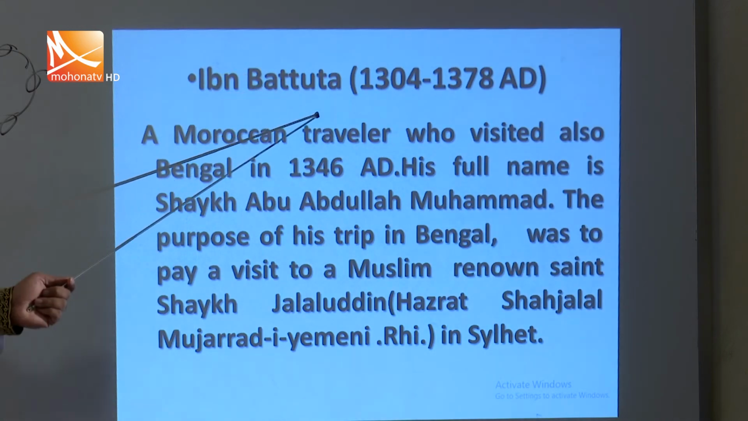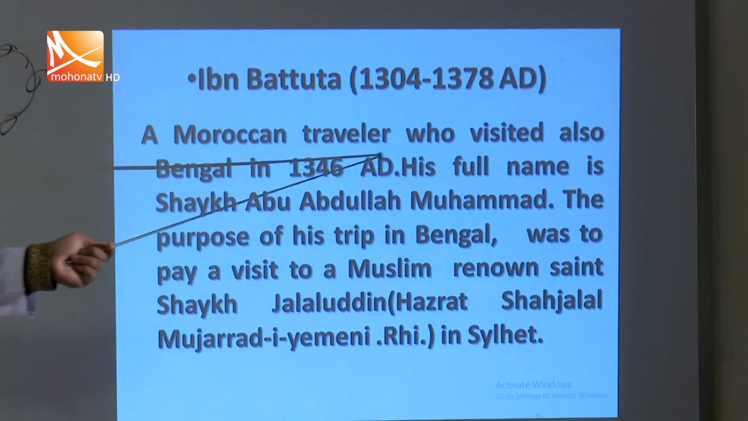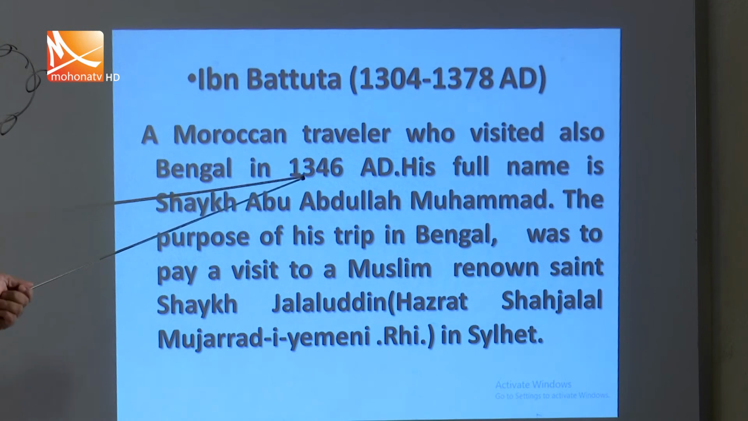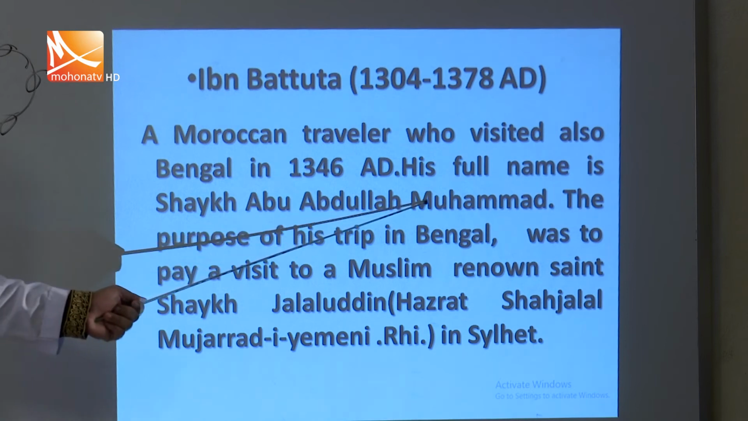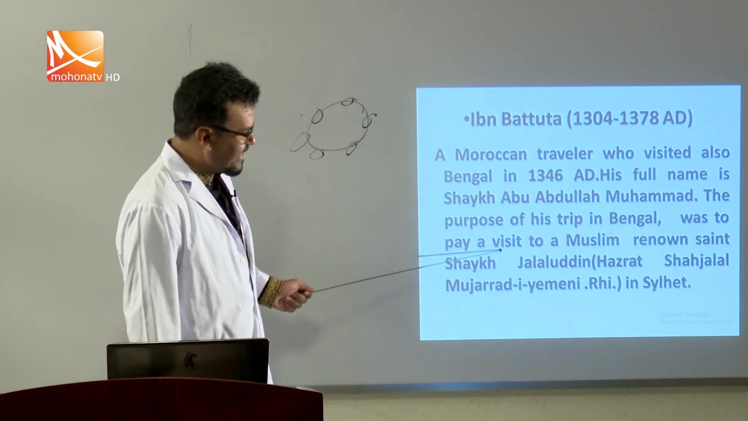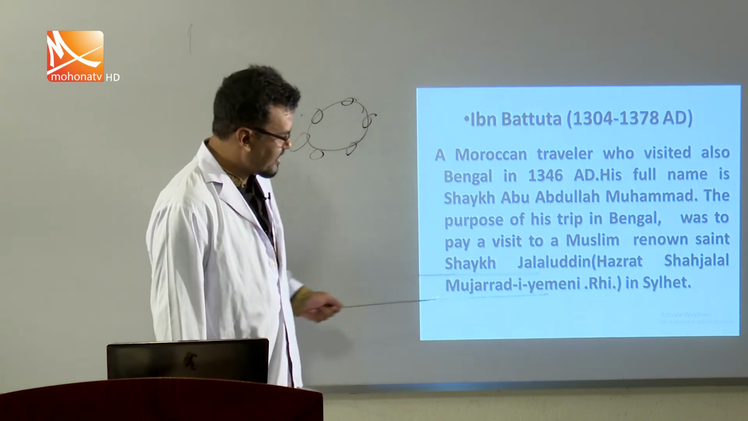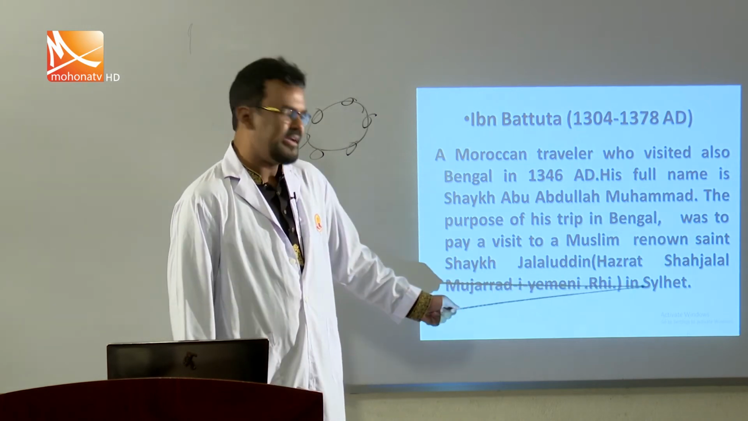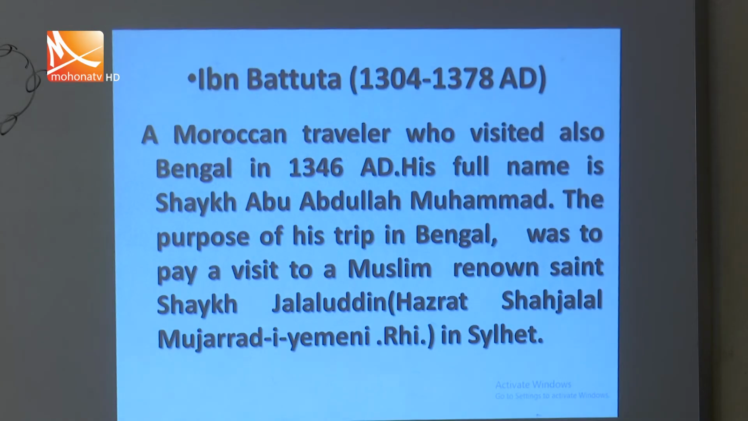Okay, here is a short description about Ibn Battuta, and he was a Moroccan traveler who also visited Bengal in 1346 AD, and his full name is Sheikh Abu Abdullah Muhammad. The purpose of his trip to Bengal was to visit a renowned Muslim saint, Sheikh Jalaluddin Hazrat Shah Jalal Mujaddidi Yemeni Rahmatullah Alay in Sylhet. You know the name of our saint, Hazrat Shah Jalal. Ibn Battuta came to visit him, to meet him.